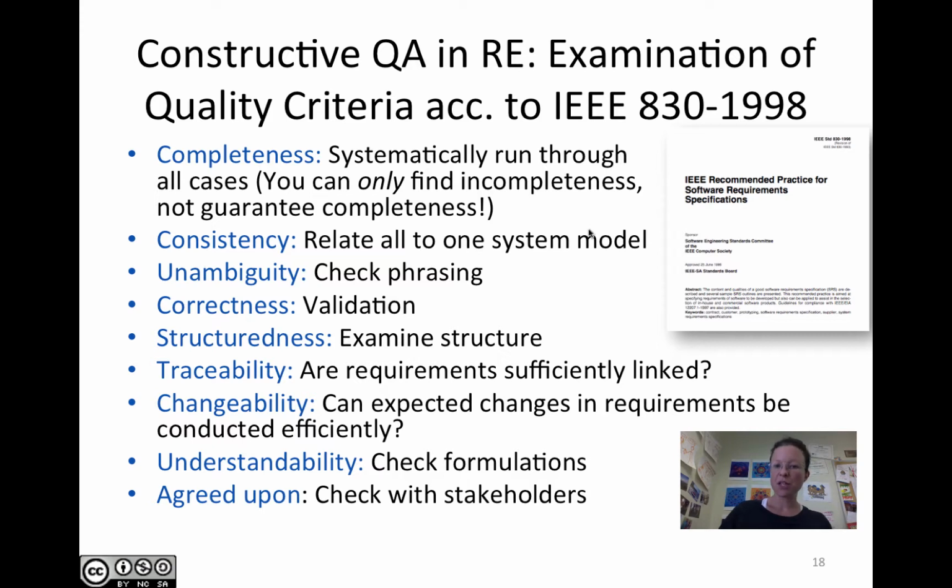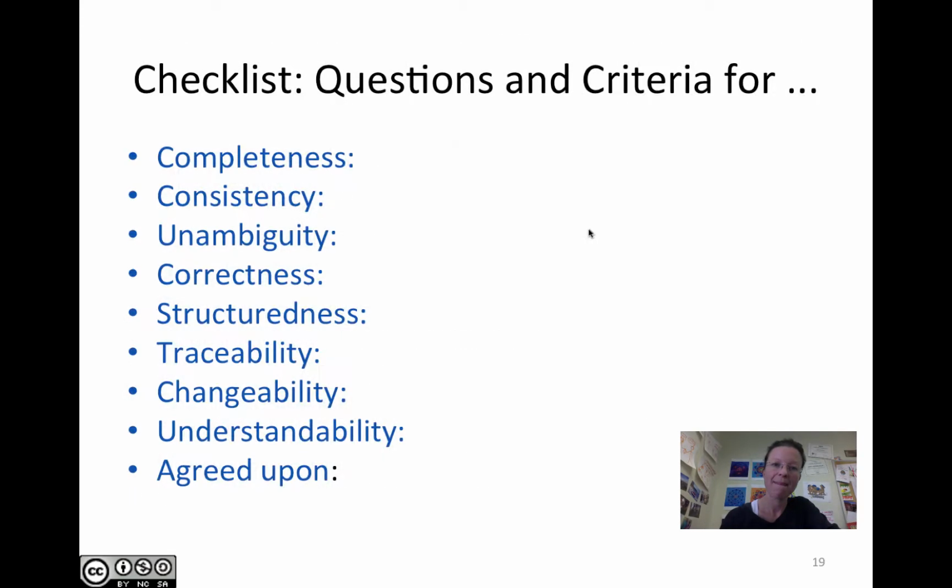For unambiguity, we can check the phrasing. For correctness, we validate. For structuredness, we examine the structure, whether it's according to a certain standard specification or whether it's just in general well understandable. And then traceability, are requirements sufficiently linked? Changeability, can expected changes in requirements be conducted efficiently? For understandability, we have to check the phrasing, the formulations of the requirements, and then the agreed uponness, we have to check with the stakeholder.